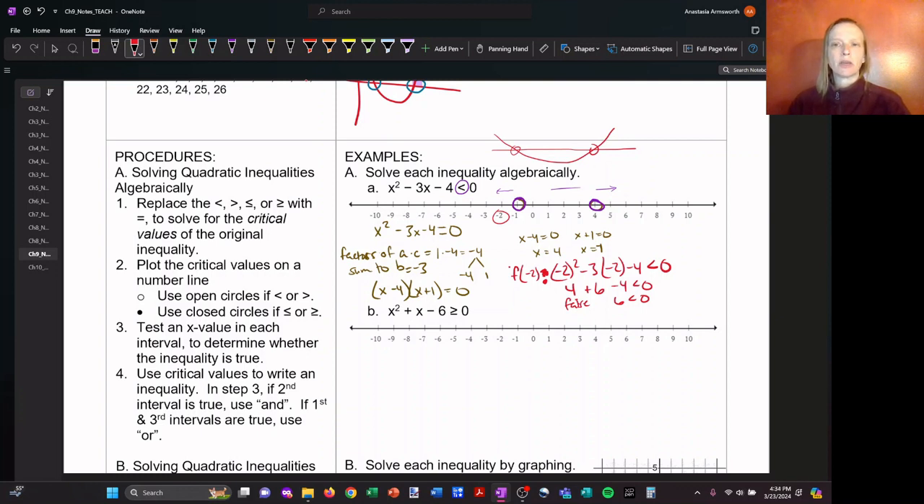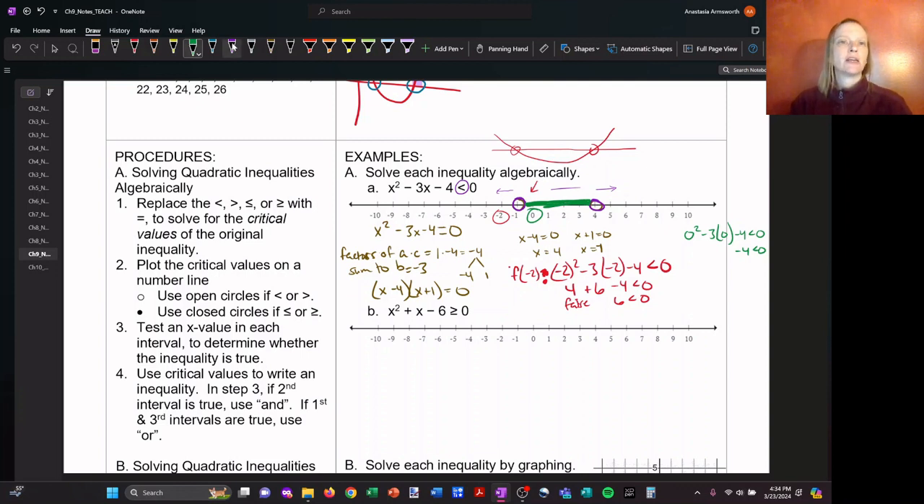But just to make sure, I'm going to go ahead and plug in the number 0. So let me test 0 next, just because 0 is an easier number to plug in than 1 or 2 or 3. If I have 0 squared minus 3 times 0 minus 4, is that less than 0? Yes, negative 4 is less than 0. So this is definitely the region that I'm trying to shade in here.